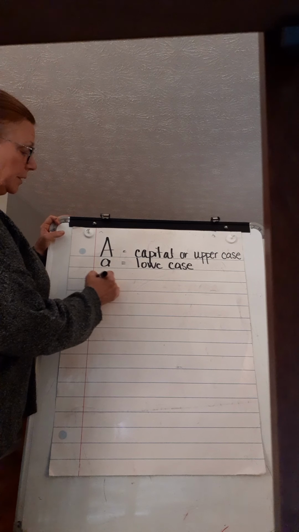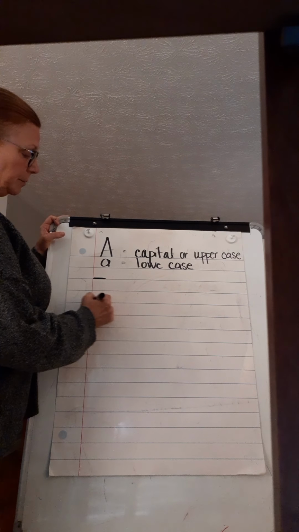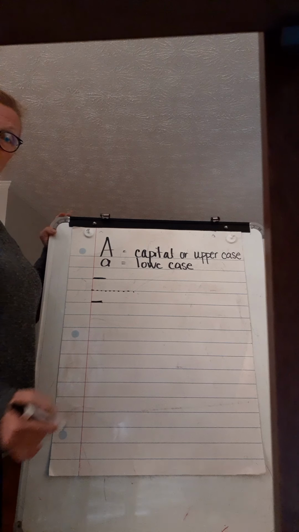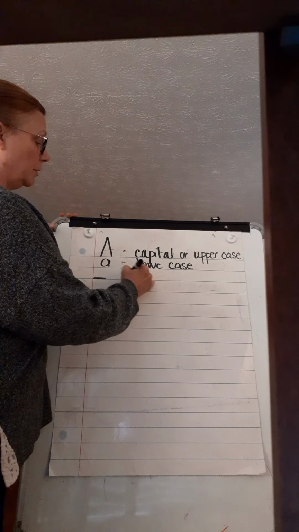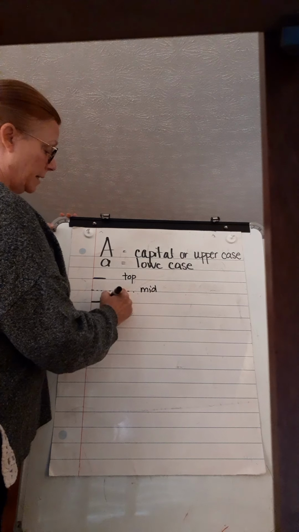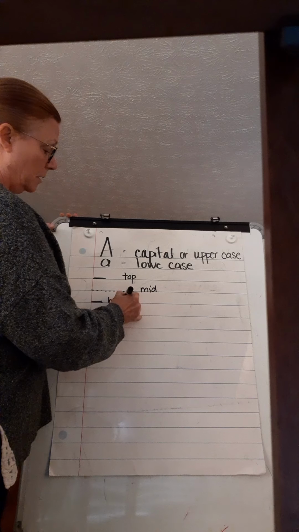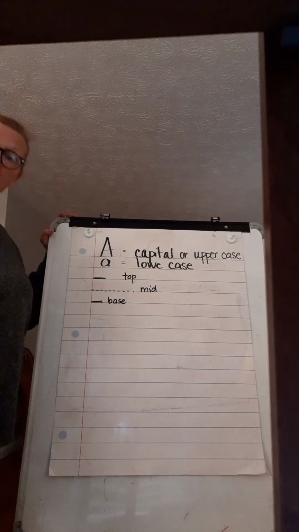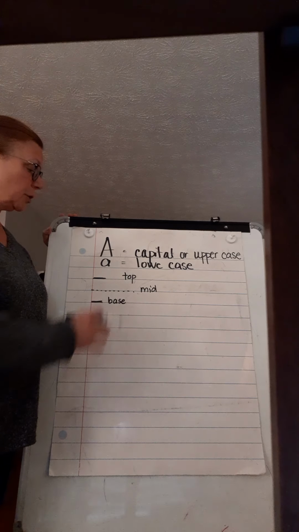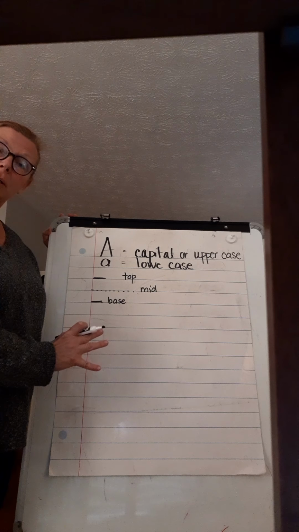So if this is the top line, this is the base line, and then this is the midline. So I'm going to be using those terms. So this is the top line, the midline, and the base line. Sometimes letters have to stop and touch at certain points in cursive. So I want to make sure that we get the sizing correct.